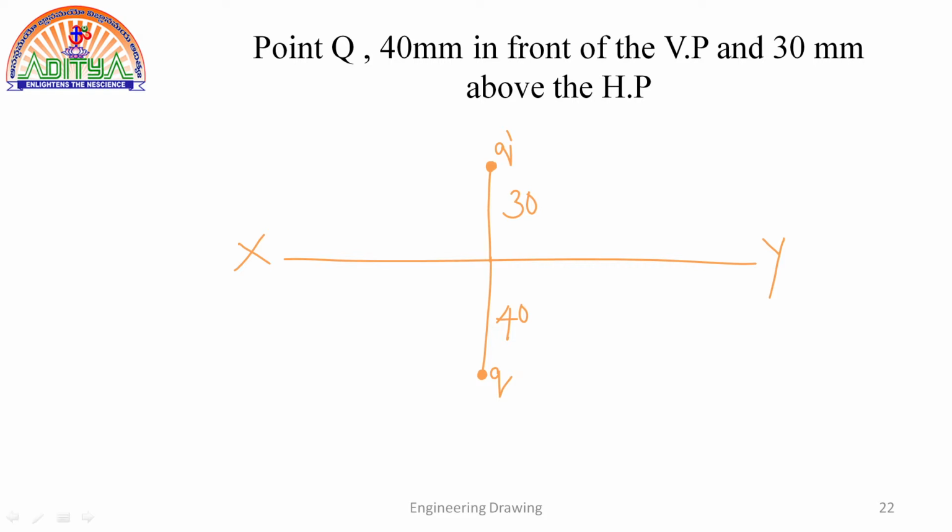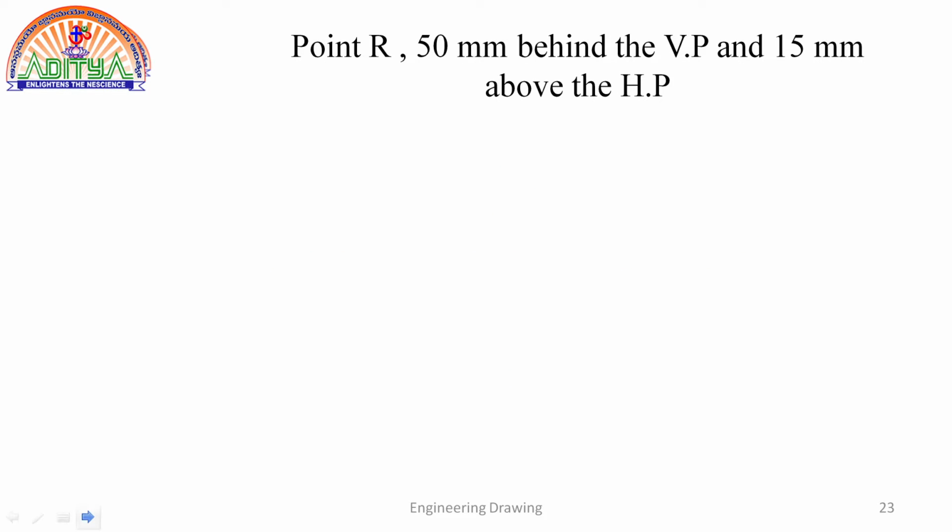Now we will see another question. Here is our another question: point R is behind the VP and 15 mm above HP. Above HP, behind VP means where is that point located? Behind VP and above HP means the point is located in the second quadrant.